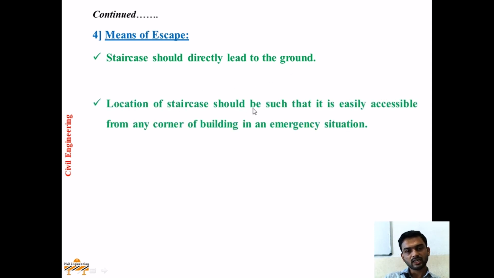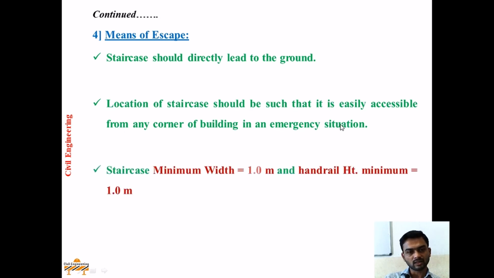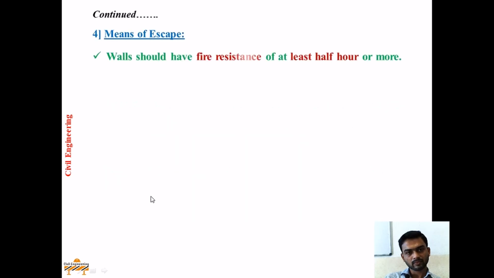The location of the staircase should be such that it is easily accessible from any corner of the building in an emergency situation. A staircase of minimum width 1 meter and handrail height of minimum 1 meter is a must in case of means of escape. Walls should have fire resistance of at least half an hour or more. Exit direction should be well marked.